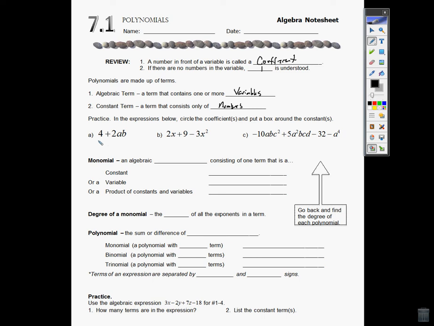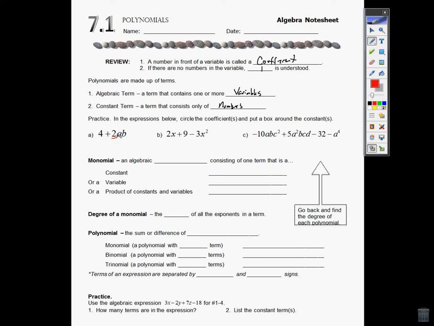So let's take a look at A, this polynomial, and let's just circle coefficients and put boxes around constants. That way we know for a fact, we understand the vocabulary, and we can move on from there. All right, so what I'm going to do is put red circles around coefficients in part A. Okay, so coefficients, according to my definition, are numbers that come in front of variables, so that are multiplying variables.